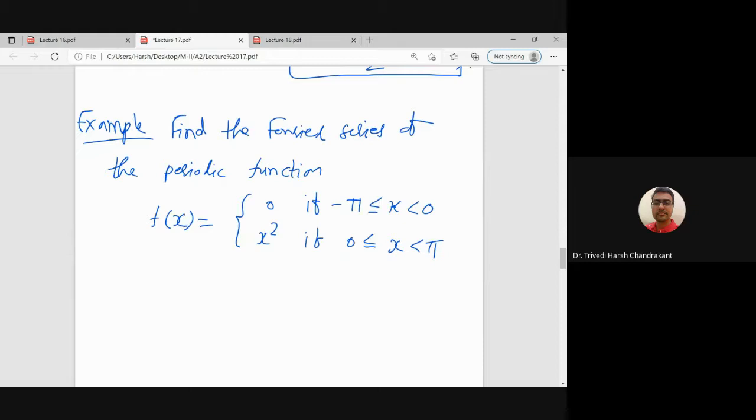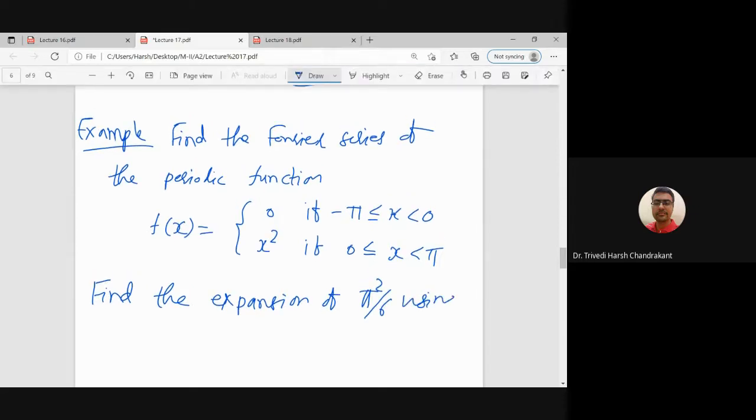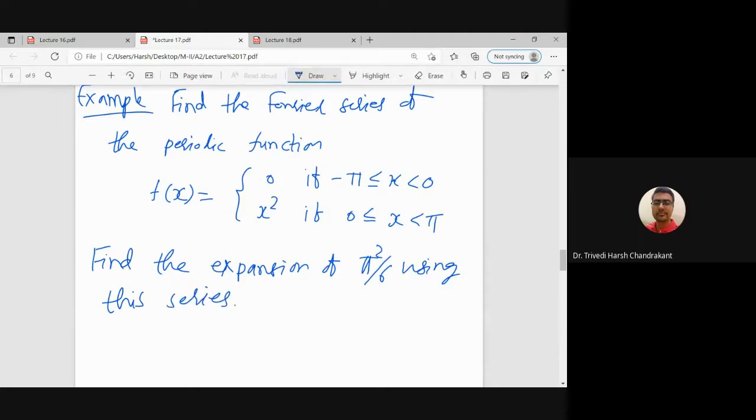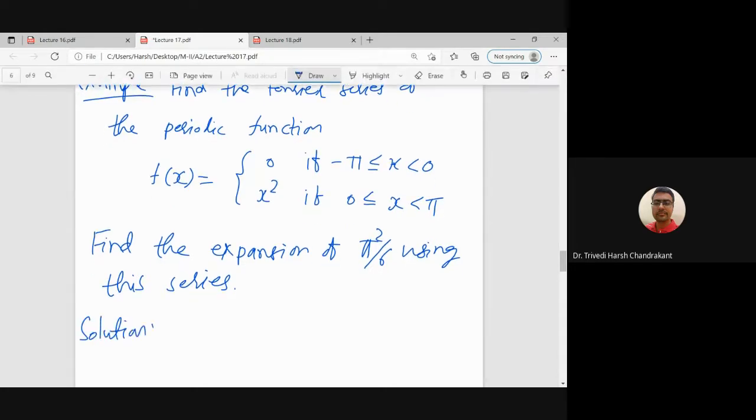And then find the expansion of pi square by 6 using this series. Yeah, so let us first find the Fourier series of this function.